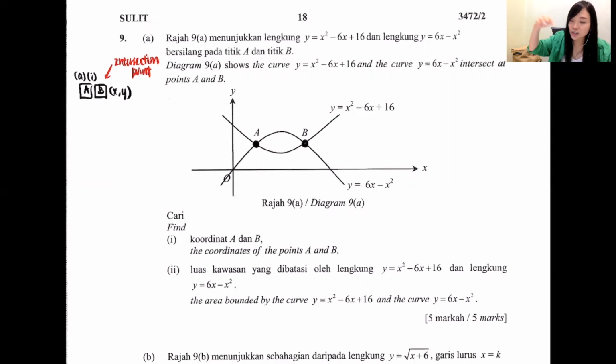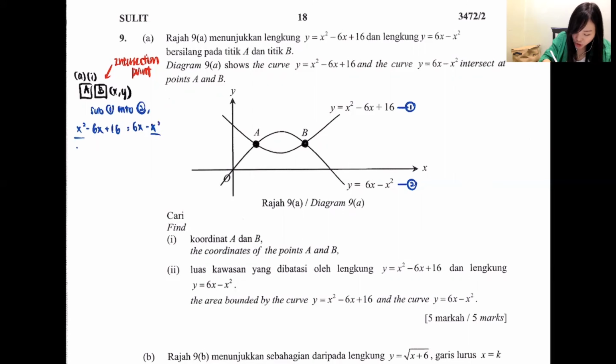So the A and B touch the curve. So touch curve number 1, I can call it equation 1. Touch another equation, I can call it equation 2. So what I need to do is sub 1 into 2. So since both of them is y, I can straight away say this y is equivalent to this y.